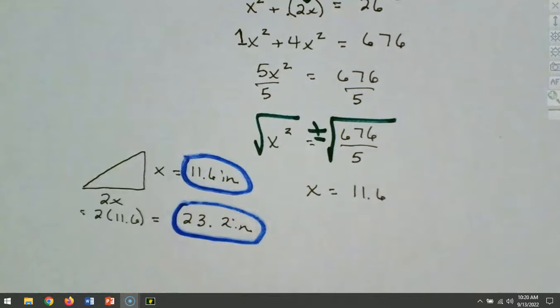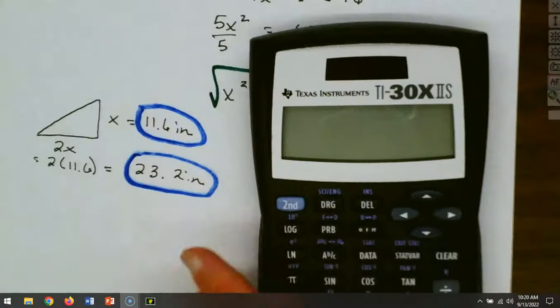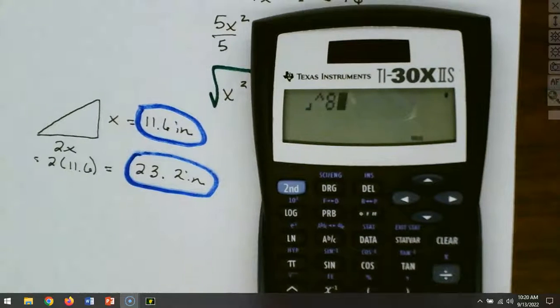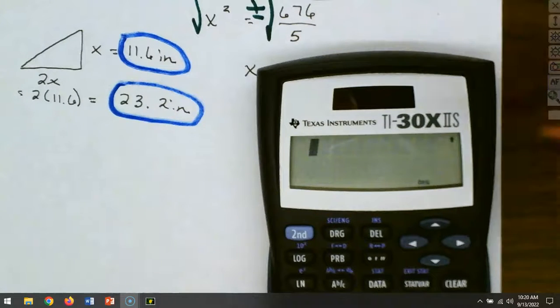Now let me show you another way to do this question with a different calculator, because everyone has a different calculator. A lot of you have this style of calculator, like this. So most of you probably have this type of calculator. How would I work out and get that 11.6 from this type of calculator?